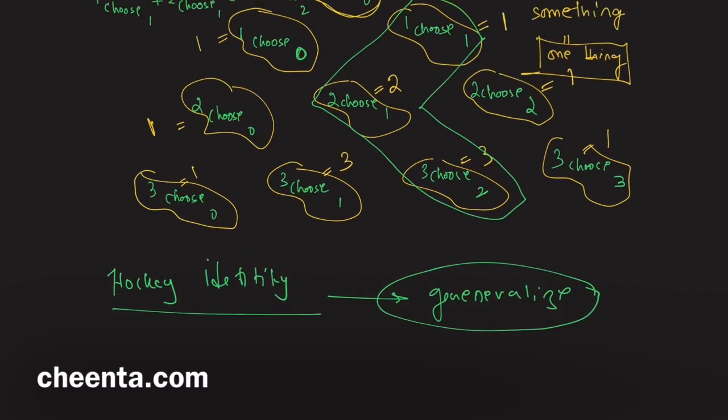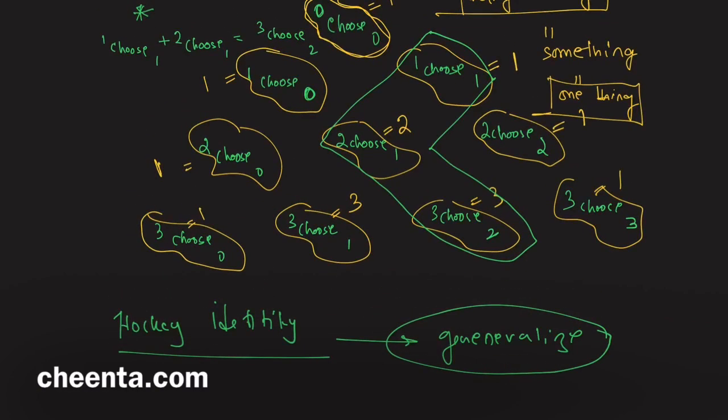Make sure that you are using these binomial coefficients. You're using this choosing of objects technique to frame an equation that represents the hockey stick identity.